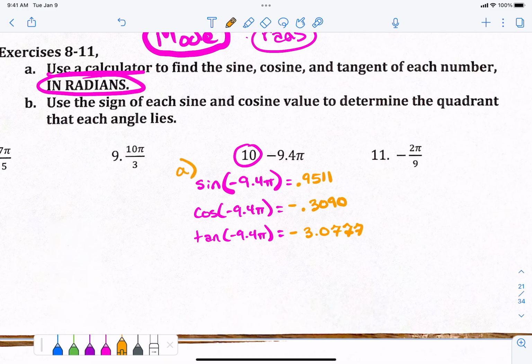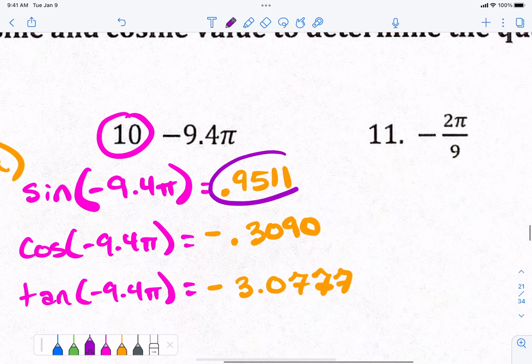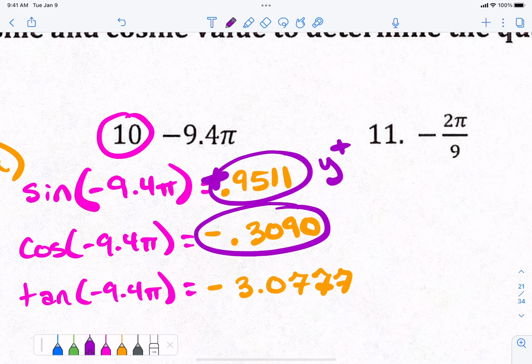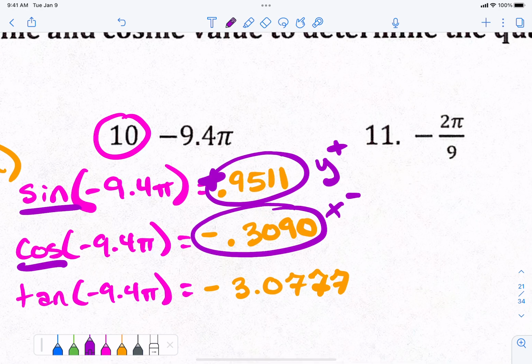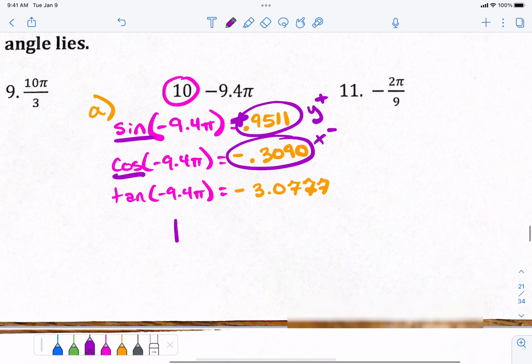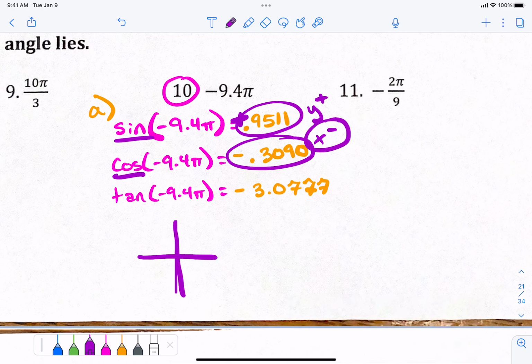Now part B is simply this. The sine coordinate is referring to your y coordinate. This number is positive, so your y coordinate is positive. Here is your x coordinate. Cosine is x, sine is y, and your x coordinate is negative. If your x coordinate is negative, that means you're going to the left. If your y coordinate is positive, that means you're going up from there.